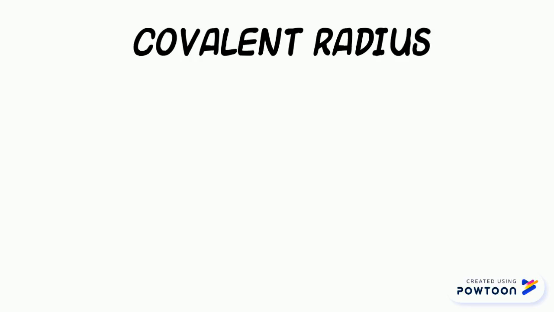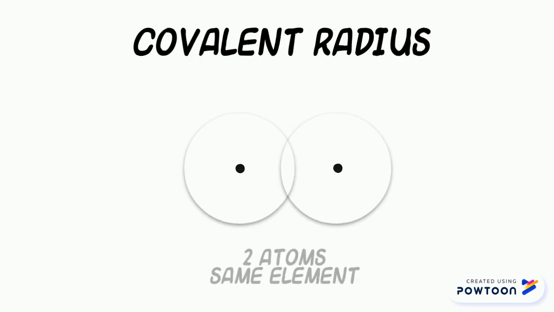Similar to the van der Waals radius, we have 2 atoms of the same element. This time they are bound by a covalent bond. Measuring the distance between the nuclei and dividing it by 2 will give us the radius.